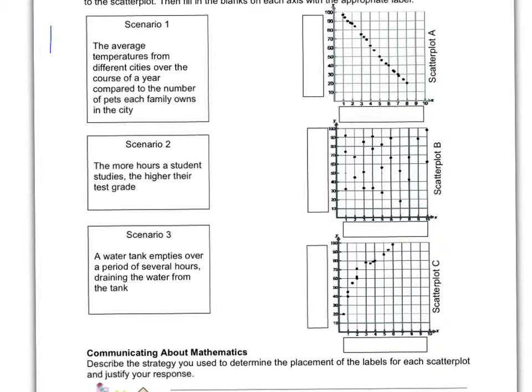This will be graph number 1. This graph is talking about your average temps, and it's compared to the number of pets. Now I want you to ask, does temperature and pets have anything to do with each other? That answer should be no. Therefore, you're not going to see a trend in your graphs. This information is going to be scatterplot B. The graphs have no correlation. They're scattered. They're everywhere.